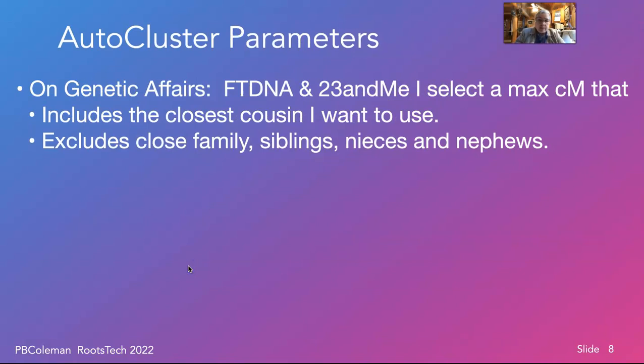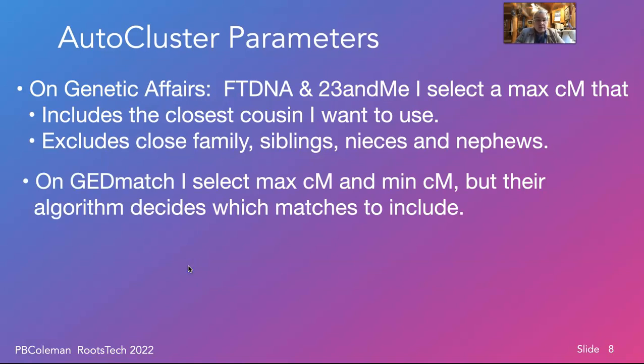For the parameters, typically for the Family Tree DNA or the 23andMe matches, I'll select a maximum centimorgan value that includes the closest cousin that I want to use in the analysis. And if I'm running a cluster for someone that has close family members like siblings or nieces and nephews who have tested, then I might set the max to not include these close family members.